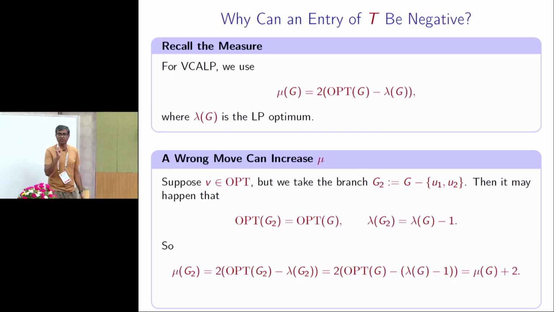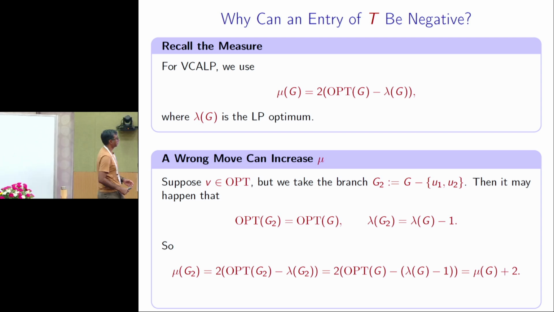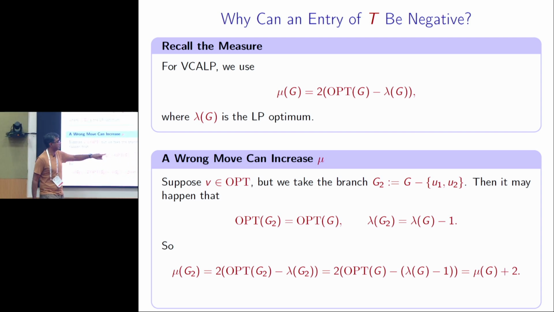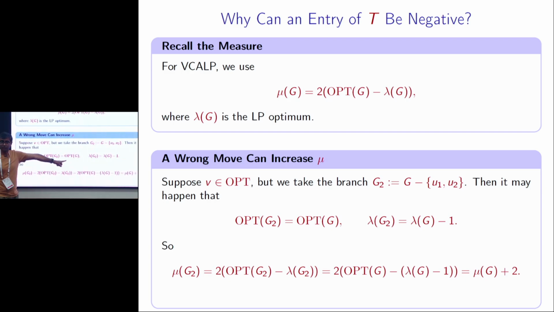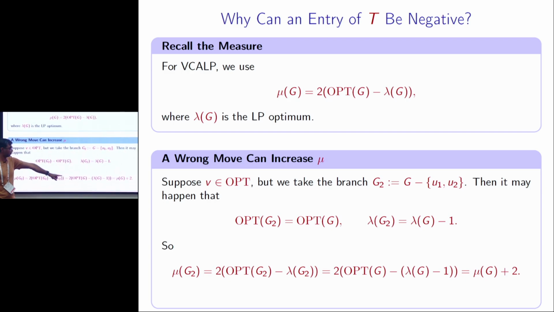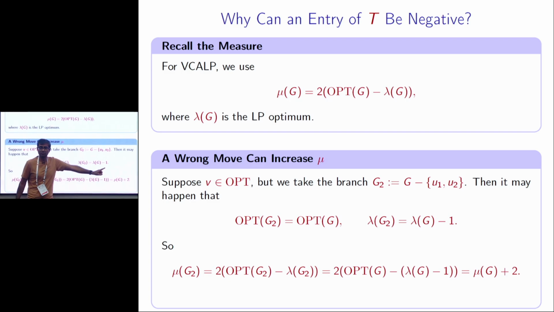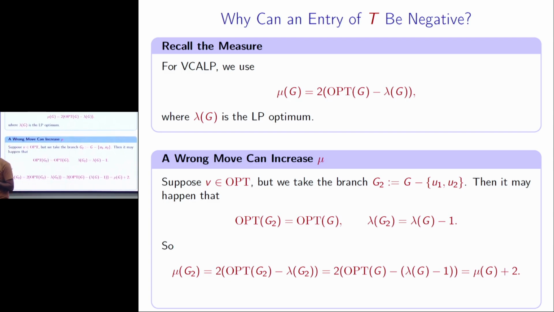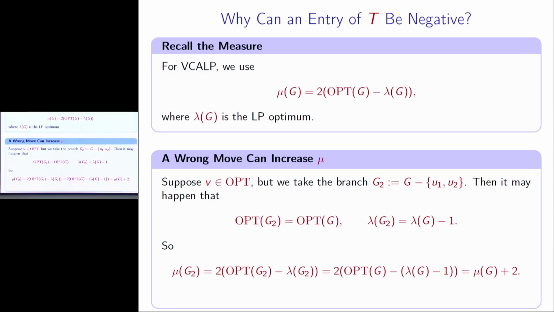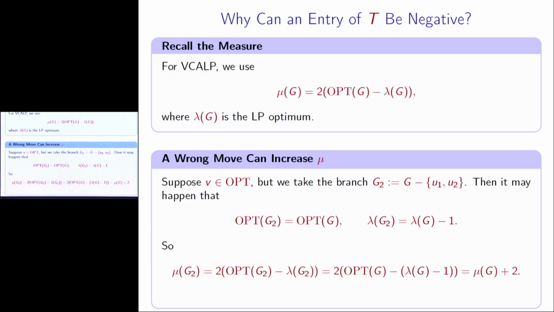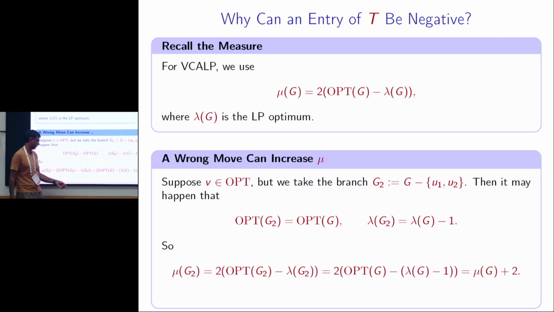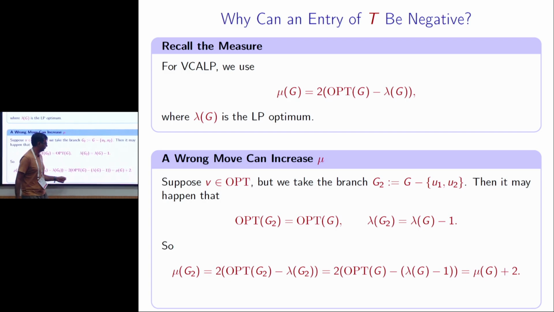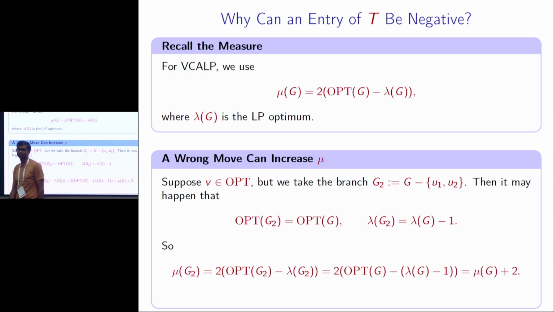Now, let's look at a wrong case. Suppose V is in the optimum, but we decide to take U1, U2. Now, opt doesn't change, but your lambda can only decrease by 1. Because everybody had half, you deleted 2 vertices, so lambda will just drop by half. But let's compute mu of G2: 2 times opt of G2 minus lambda of G2. If you do this math, you will get mu of G plus 2.